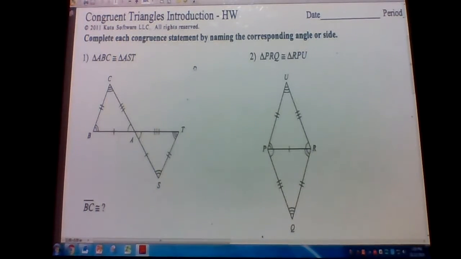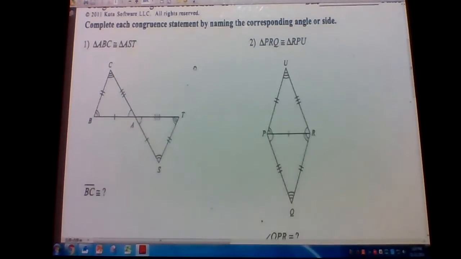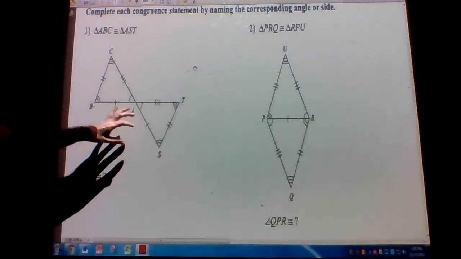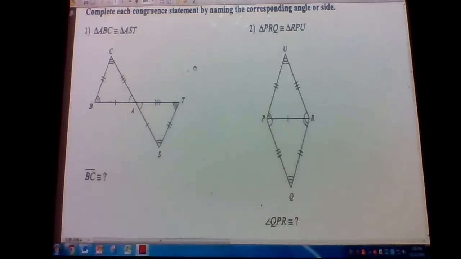Okay, this was our introduction to congruent triangles. So this was the beginning for congruent triangles. In order for triangles to be congruent, we need 3 pairs of angles congruent and 3 pairs of sides that are congruent. For 1 through 4, they've marked everything for us, and we're just finding what's going to be congruent to what.